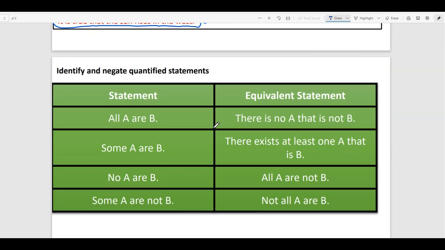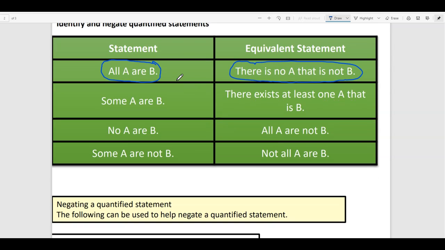All right. Negation, very, very important. So when I say all A are B, then the opposite is there is an A that is not B. This is the way you negate some of the statements, and this is the standard way of doing it. If you want to write this down, I highly recommend you to do so. Some A are B. So the opposite of some A are B is that there exists at least one A that is B. So the negation of some is there exists at least one.